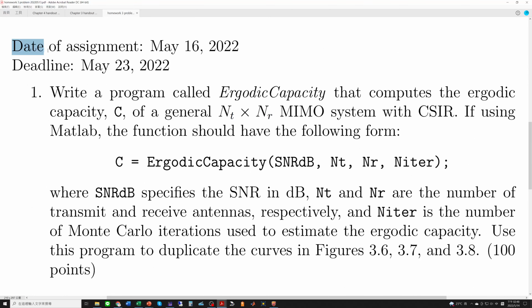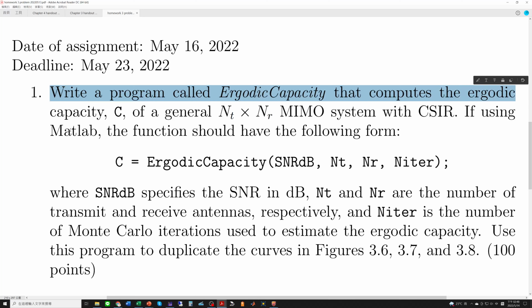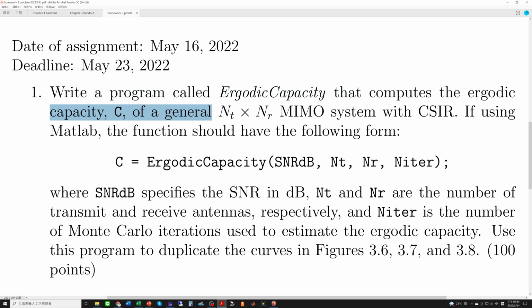The date of assignment is today, May 16th, 2022, and the deadline is May 23rd, 2022. There is only one problem in this homework. Write a program called ergodic_capacity that computes the ergodic capacity C of a general NT by NR MIMO system with CSIR. If using MATLAB, the function should have the following form.